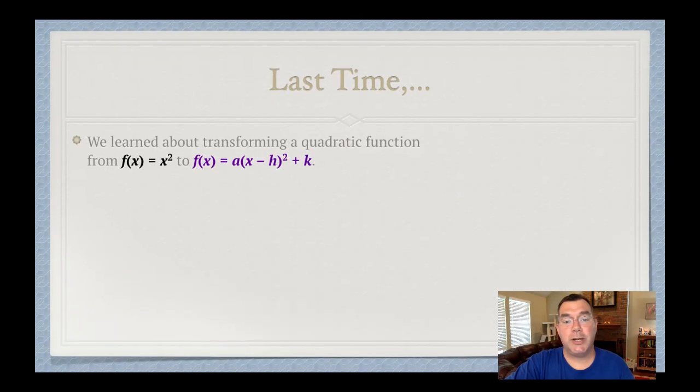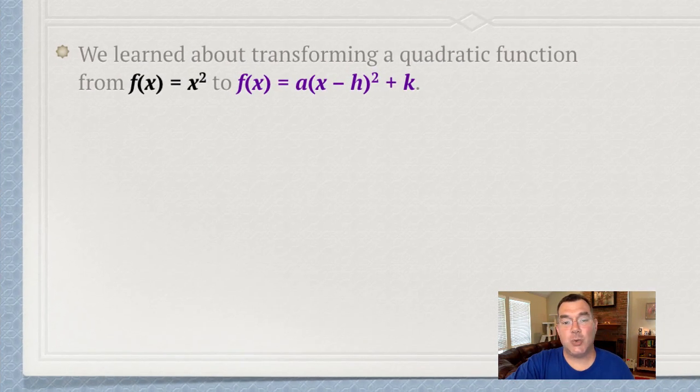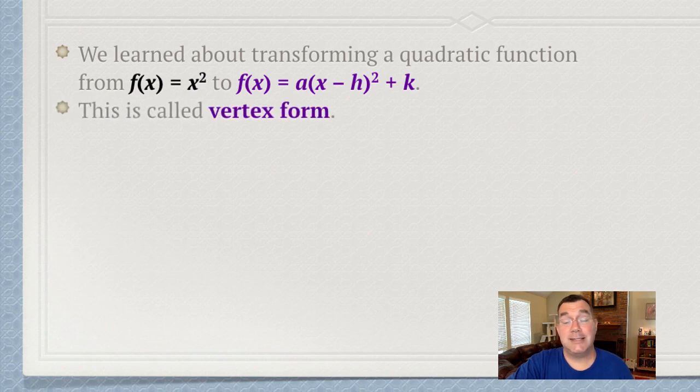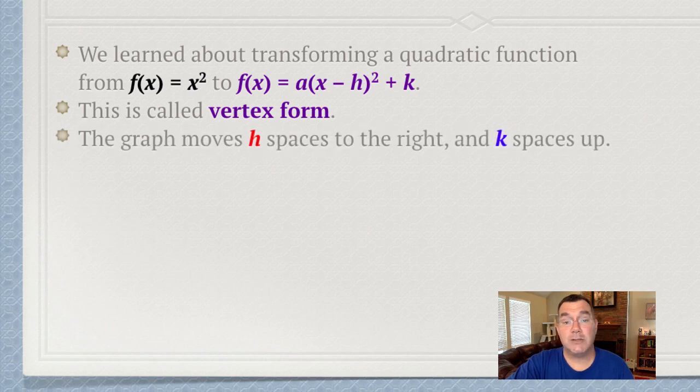We talked about transforming a quadratic function so that it takes on the form a times (x minus h) squared plus k, where a could be a stretch or a compression, h could move the graph left or right, and k could move the graph up or down. This is actually called vertex form, and the reason that it's called vertex form is because the values of h and k tell you how far to move the graph to the right and then up or down.